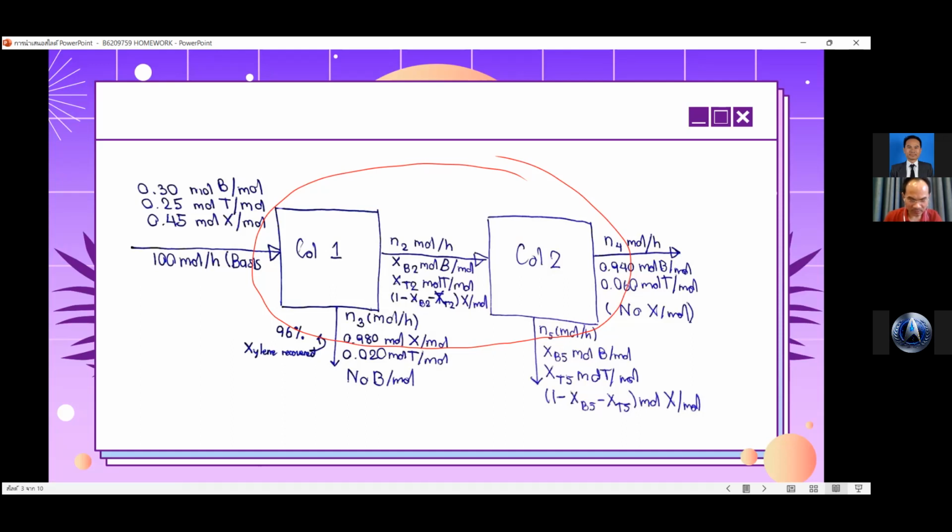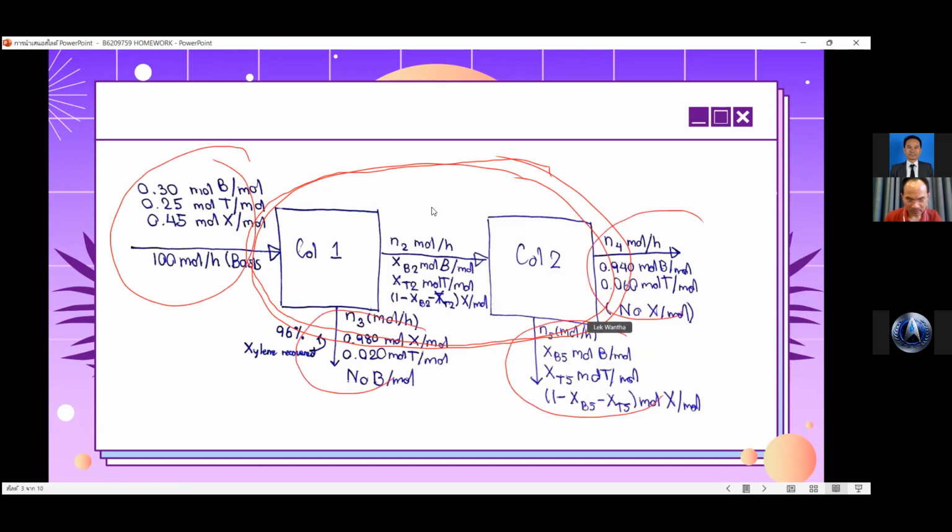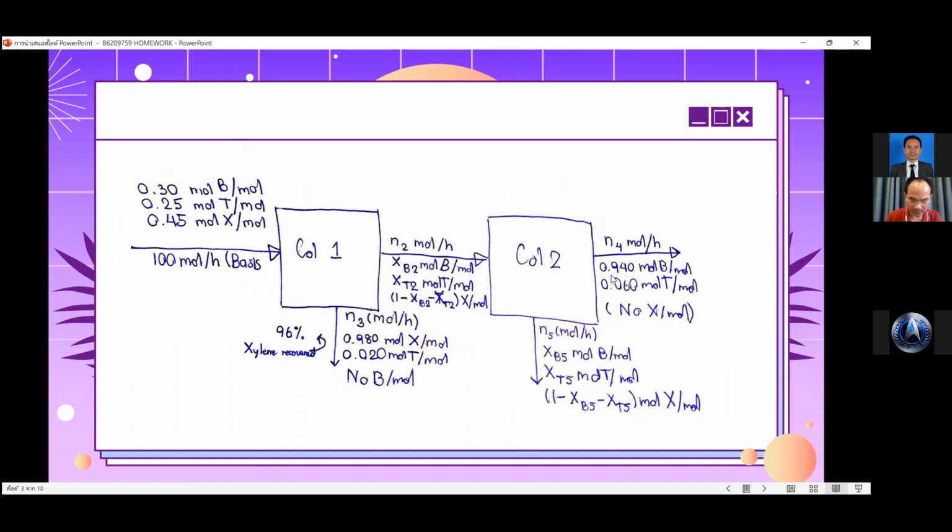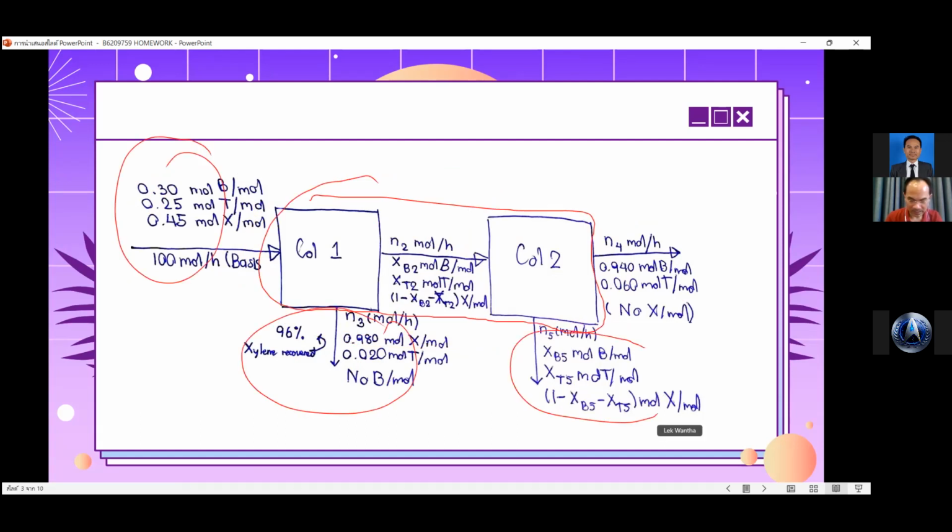The overall should include both column 1 and column 2. The inlet to the process, this is the inlet. That's right. This is the outlet. We have 3 outlets. Not this one, because this is inside the process. That's right. For overall, we only consider like this. We have 4 streams for the overall. Not this, this is not overall. When you consider the overall, you only consider these streams, and then we have 4 streams.